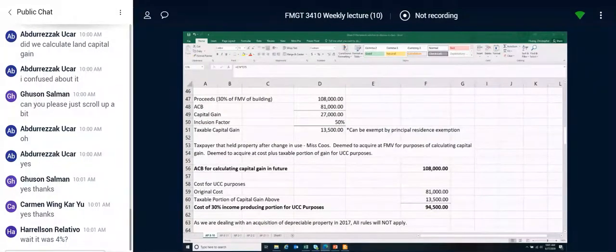Yes, it's 4%. Because remember, Harrelson, it's a principal residence in that building. You can't say this is non-residential.